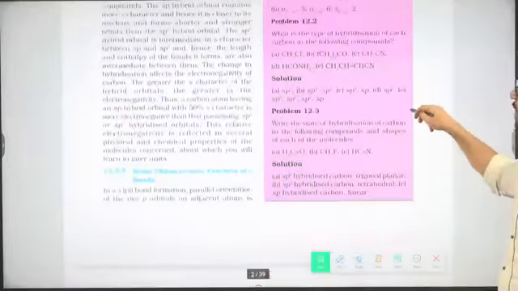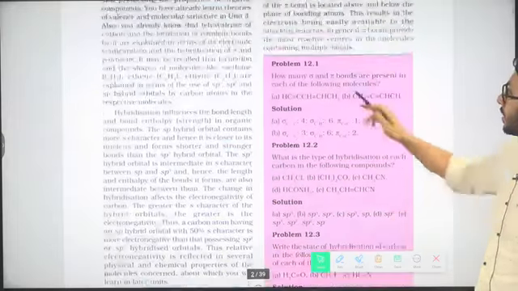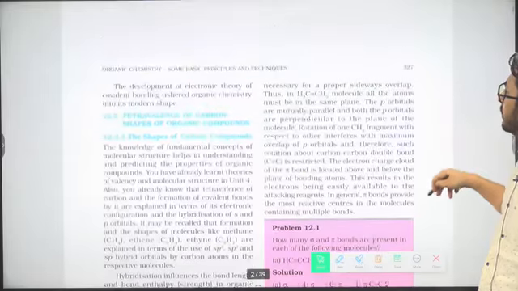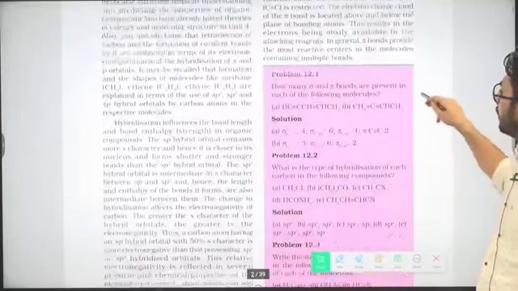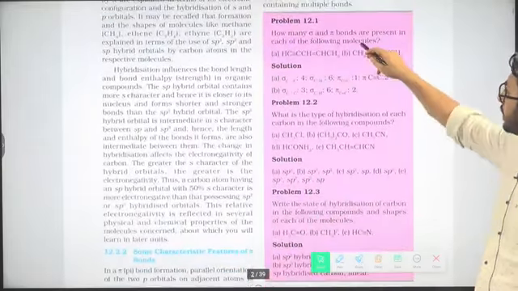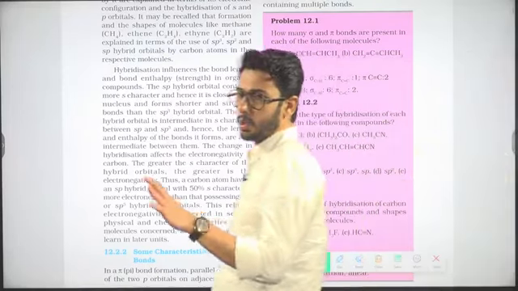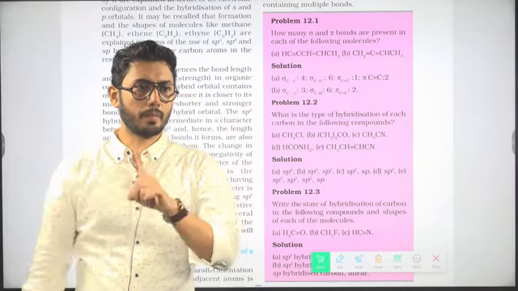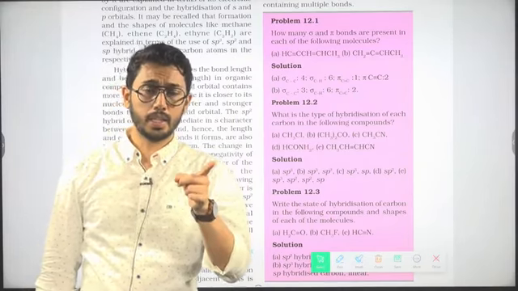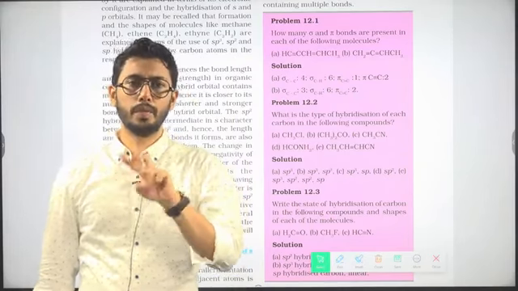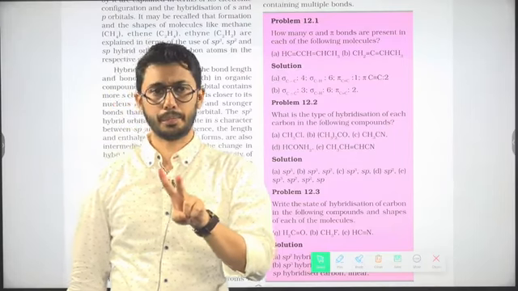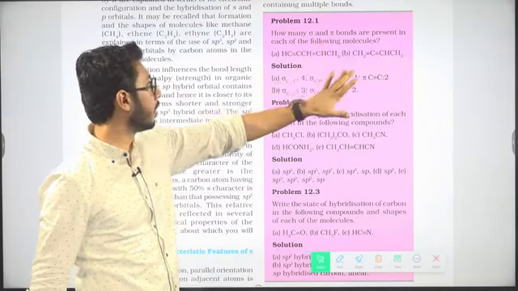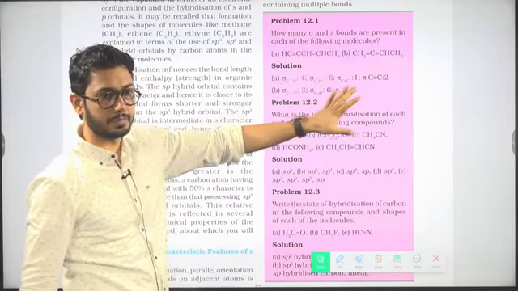Then what is given after this hybridization explanation? It is given here, example 12.1, sigma and pi bonds. I think that most of you know that between two atoms, the first bond is sigma, then any further bond formed between the two atoms is pi. So in these questions, you have to count sigma and pi bonds.